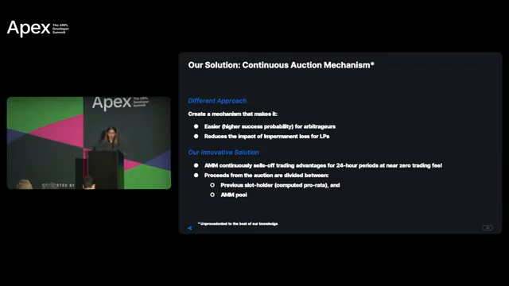We think outside the box. Instead of eliminating this volatility or asymmetric trading with other approaches, we try to think about how we can optimize this problem for all participants. So we take a different approach. We create a mechanism that makes it easier for the arbitrageurs and also reduces the impact of impermanent loss for the liquidity providers. So in the continuous auction mechanism, the AMM can sell off trading advantages for 24-hour periods at near zero trading fee. And the proceeds from this auction are divided between the previous slot holder and the AMM pool.